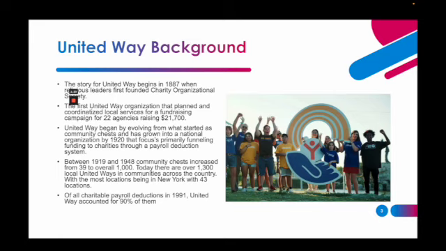They were able to do that by incorporating a large variety of different communities and agencies, like it says there, 22 different agencies that were able to bring all of that together. United Way began by evolving from what started as community chests and has grown into a national organization. By 1920, it focused primarily on funneling funding to charities through a payroll deduction system. So, like I said, this would be a very widespread organization that branches across communities.